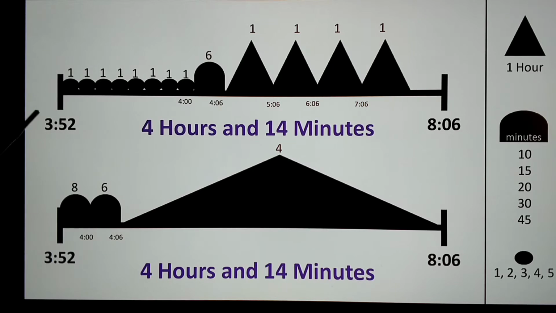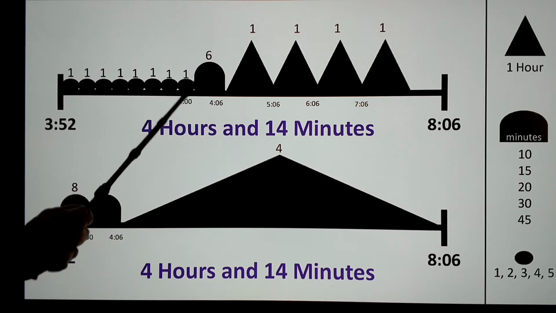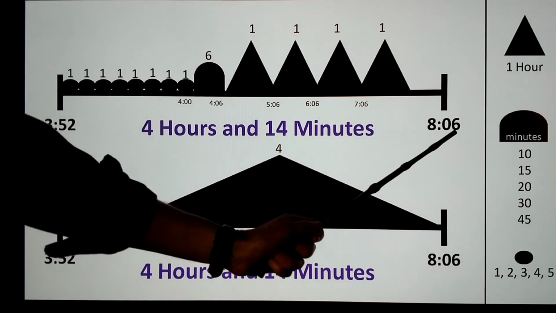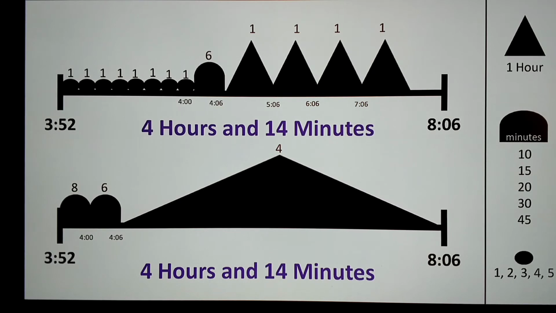So the first one, I counted by 1s until I got to 4 o'clock. Then I added 6, a little hill of 6 to get to 4:06 to match up my minutes. Then I did my hours. On the bottom, I got to 4 o'clock using 8 minutes. 8 plus 2 equals 10. 10 plus 50 equals 60. And I know that 60 minutes equals the next hour, which is 00. So I went from 3 to 4.